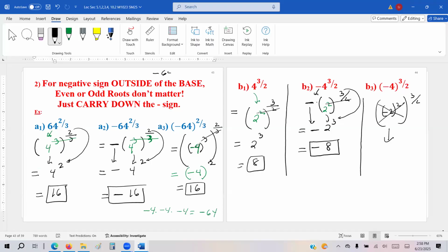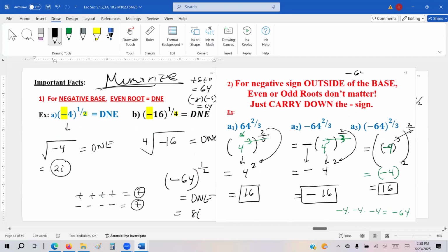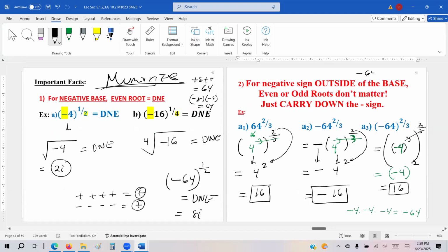If you rewrite this, since we have a denominator 2, let's rewrite this as the square root. So the square root of negative 4, cubed. And so the denominator. It doesn't exist. That's what I said, the rule, the first one here. If your base is negative, you cannot have an even denominator.